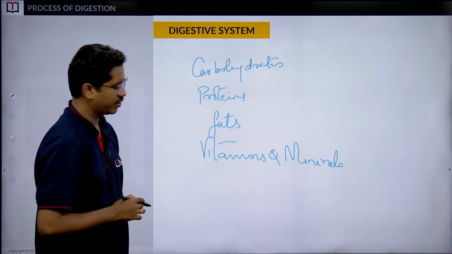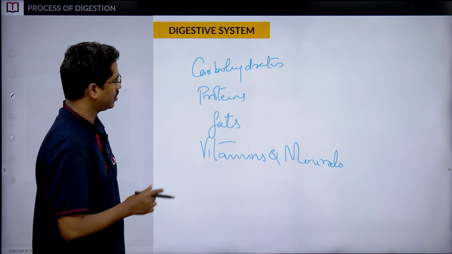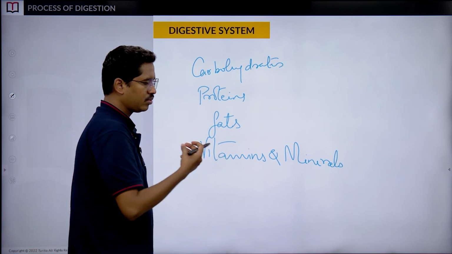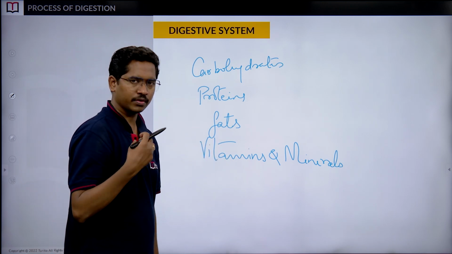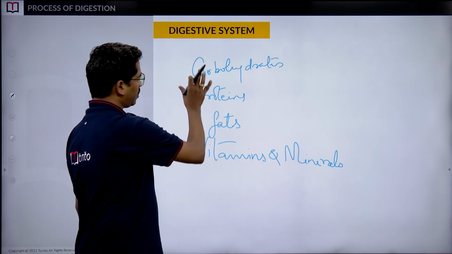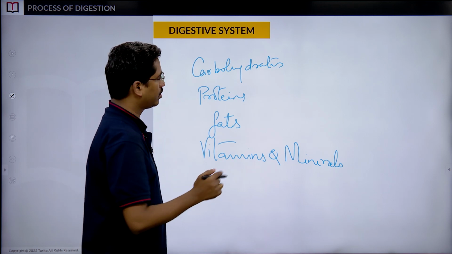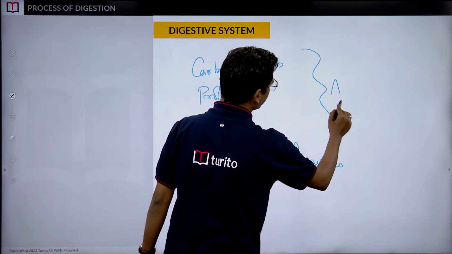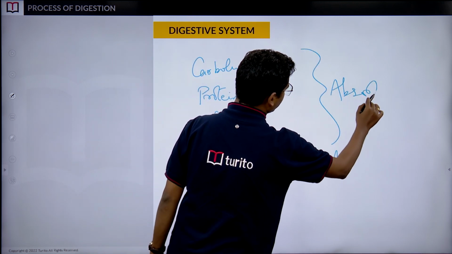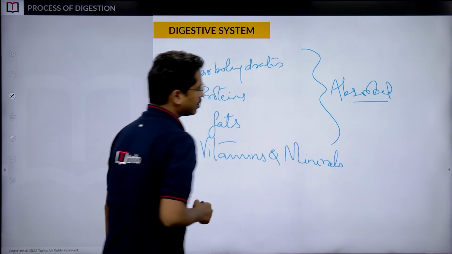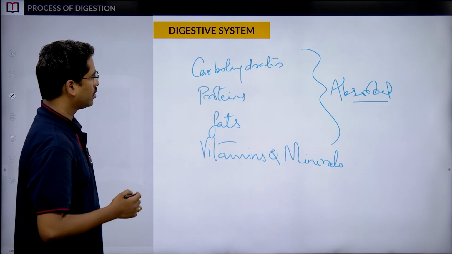Carbohydrates, proteins, fats, vitamins and minerals. So, these are the food components, whatever we consume. From that we have to make sure our system ensures that all these components are separated properly, and ultimately they have to get absorbed. So, they have to get absorbed. Now, that is what happens.